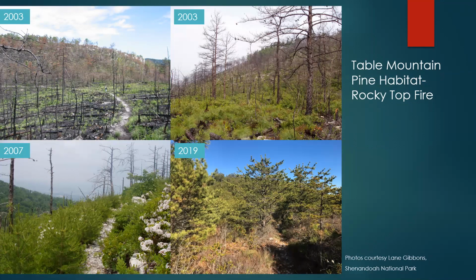The top right photo shows an area of the same fire later in that same calendar year. The bottom left photo shows the same burn area 5 years after the initial fire. And finally, the bottom right photo is from last year. The area now has a mature stand of Table Mountain pine.